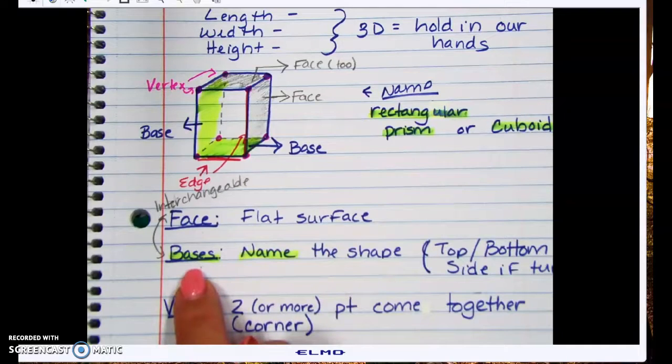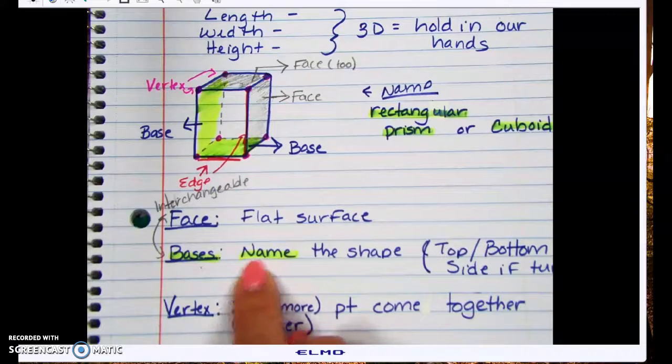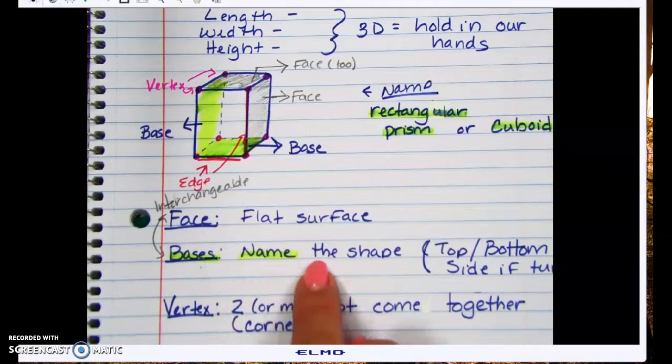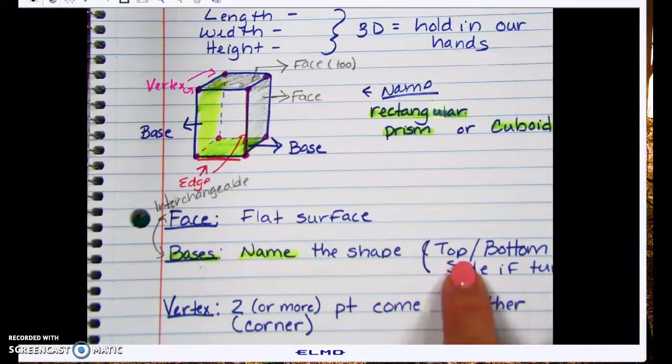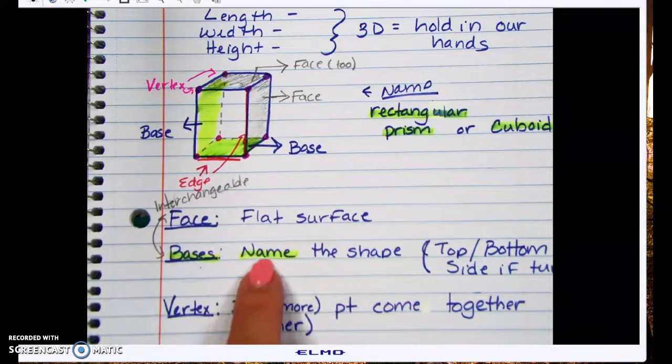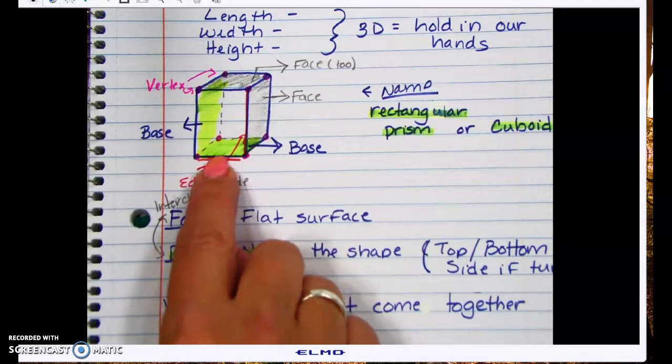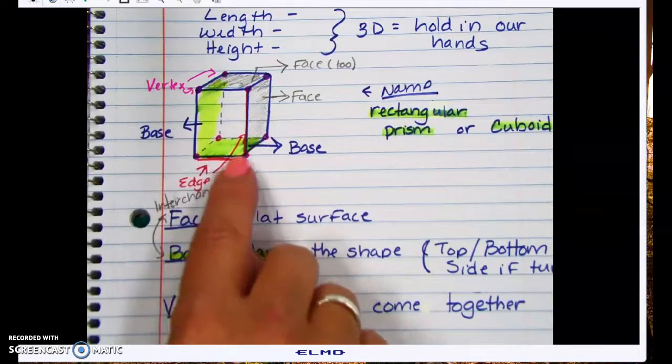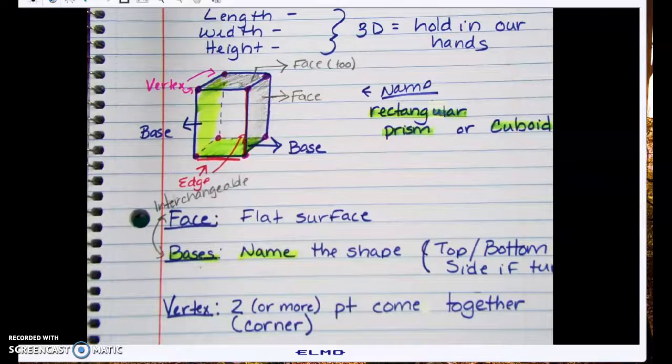Bases. Now, most figures have two, but there are some that have one, and you will see that eventually. Let's take a look at what a base is. Well, first off, the base names the shape. So we look at the top or the bottom, or the side if it's turned, to find out the name. So I shaded in with my highlighter the bottom and the side because those can both be considered bases. Now I said that names the shape.